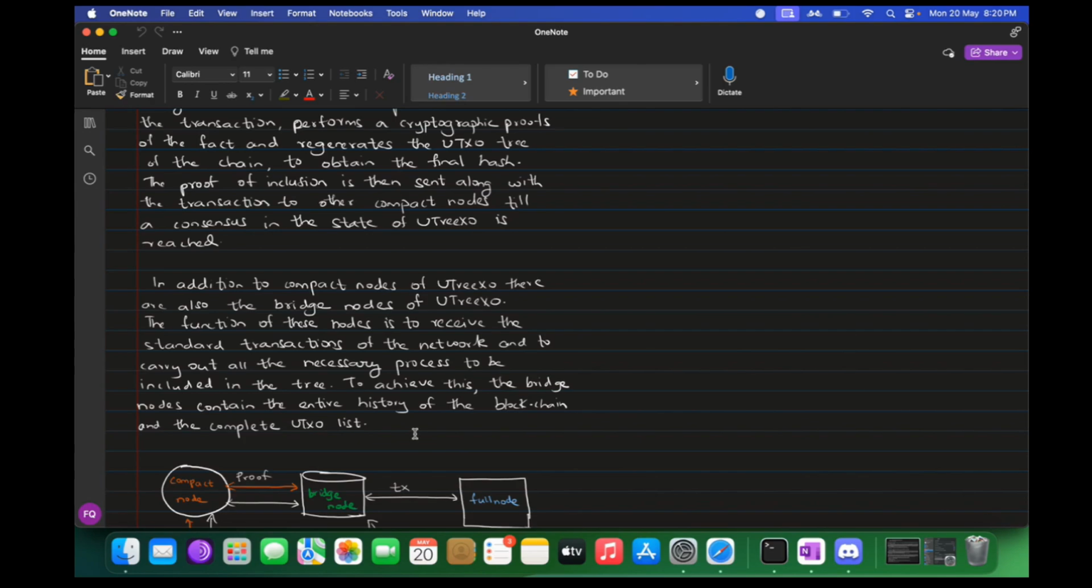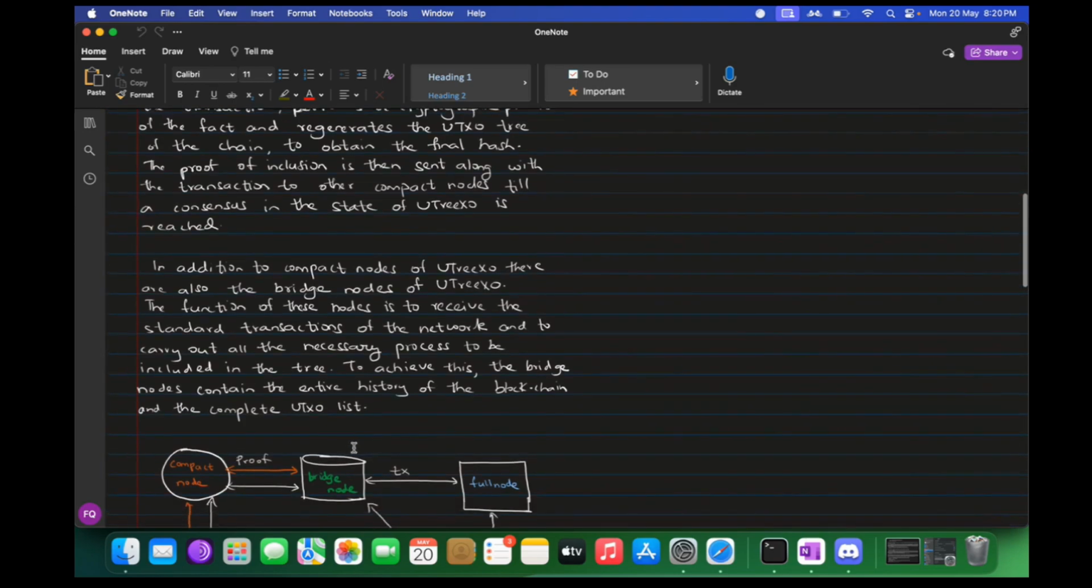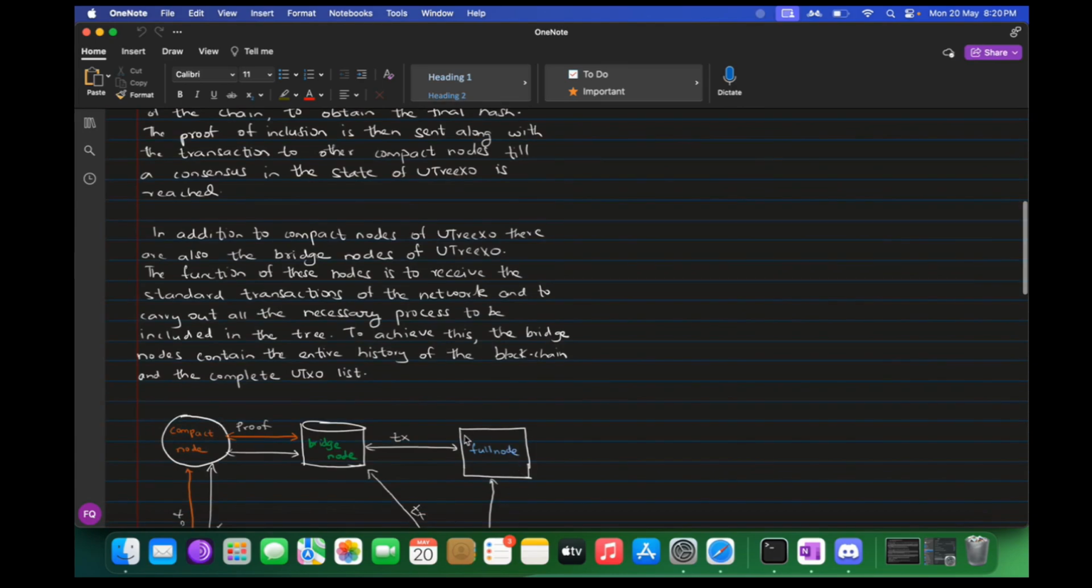Now your compact node is sharing a transaction, and along with the transaction, it is sharing a cryptographic proof of inclusion. But the node that is not compatible with UTreeXO does not understand that cryptographic proof coming its way, nor can it share that cryptographic proof with compact nodes. So in that situation we need a bridge node. A bridge node, as the name suggests, is a bridge between a compact node and a full node. What will a bridge node do?